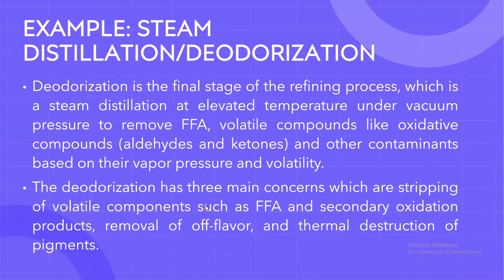So deodorization has three main concerns, which are stripping of volatile components such as free fatty acid and secondary oxidation products. This secondary oxidation happens in the bleacher, and I'll do more videos on the bleacher. Also removal of flavor and thermal destruction of pigments. What do you mean by thermal destruction of pigments? You notice that after your deodorization, there's a significant color change. For example, you have a color of 4 red from the bleacher, and after the deo, you get it less than 0.1. So there's also thermal destruction of these color pigments.